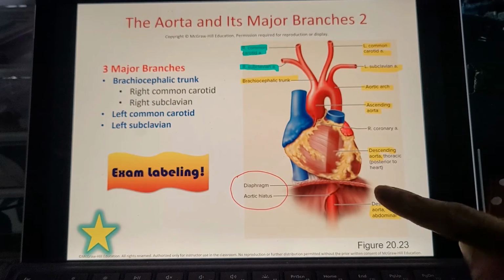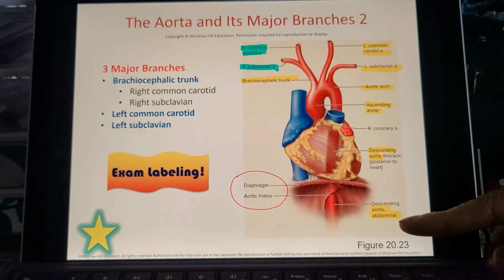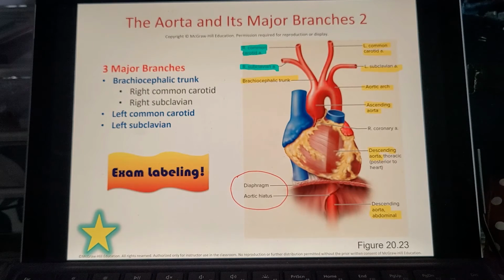Then once that aorta passes through our diaphragm, there's a hole for it called the aortic hiatus. Once it passes through that, then it's called the abdominal aorta. So off the top of our aortic arch, we do have some branching.